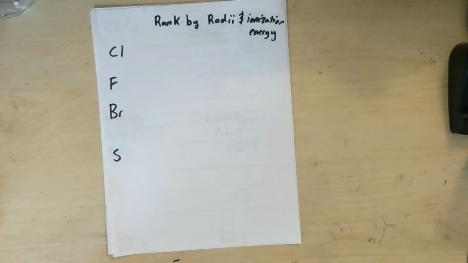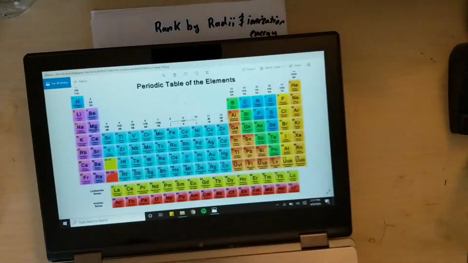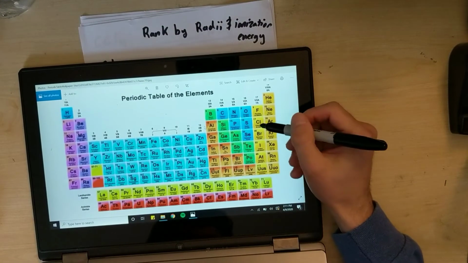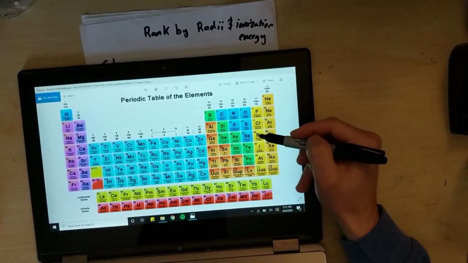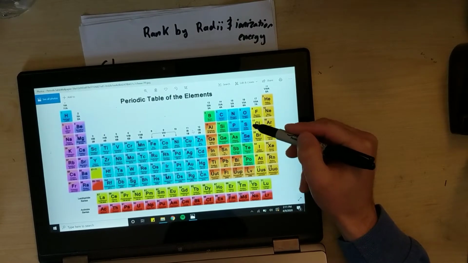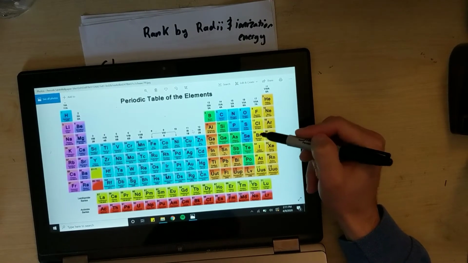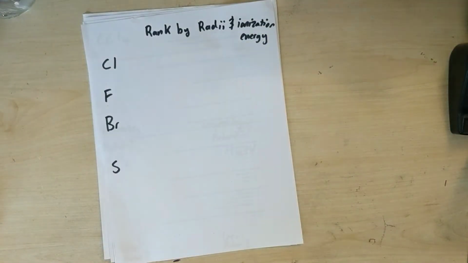So let's consider these 4 atoms that I have here. We have chlorine, fluorine, bromine, and sulfur. Let's find out where those are. We have chlorine, fluorine, bromine, and sulfur, and they're all next to each other. I did that on purpose because that's the way that you really understand what's going on.